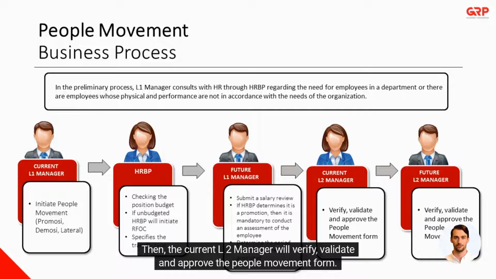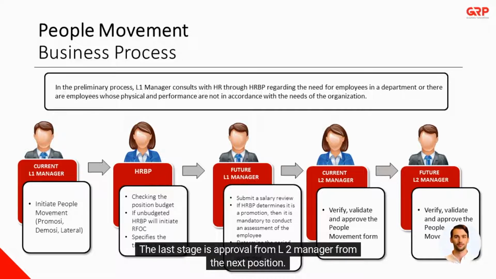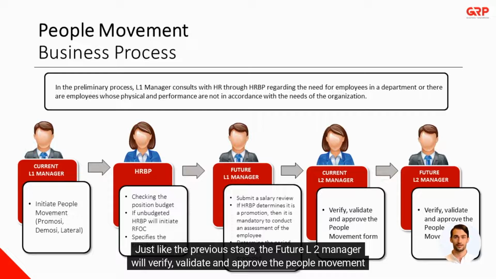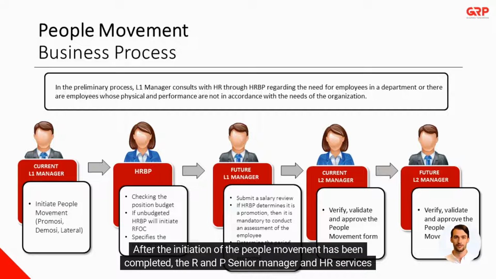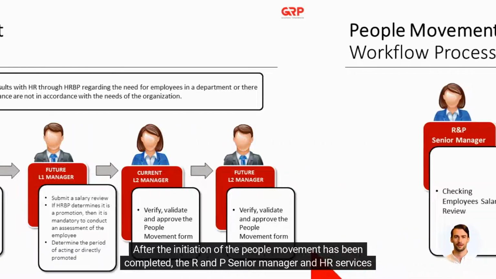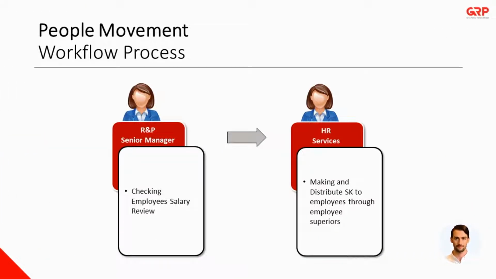Then, the current L2 manager will verify, validate, and approve the people movement form. The last stage is approval from L2 manager from the next position. Just like the previous stage, the future L2 manager will verify, validate, and approve the people movement form. After the initiation of the people movement has been completed, the R&P senior manager and HR services will be assigned the task of the people movement.